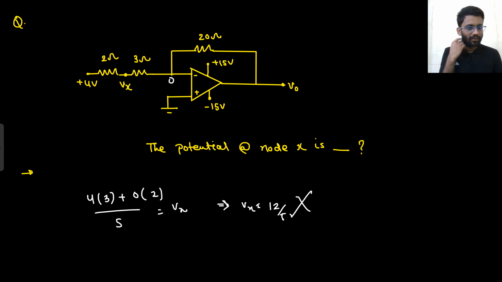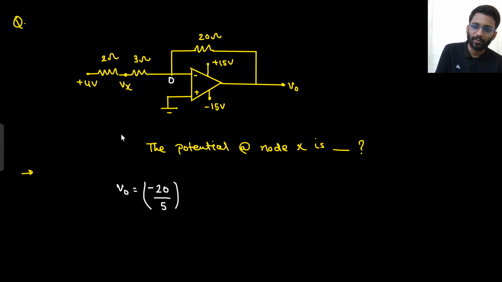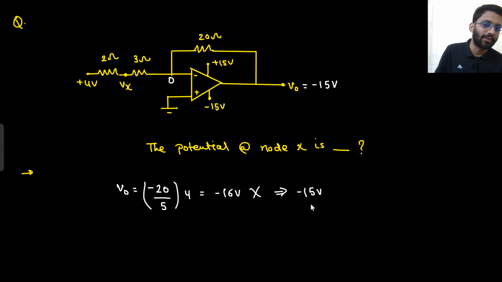This answer is wrong. Why is it wrong? Let's check that out. The thing is, the virtual short concept is valid. This is a negative feedback. If the virtual short concept is valid, what will be your output? Your output will be minus Rf by R times the input voltage, that is minus 20 by 5 into 4. So that would be minus 16 volt, which is not even possible. So the output will be saturated to minus 15 volt. If your output is saturated to minus 15 volt, what does that mean? That the virtual short is not valid.